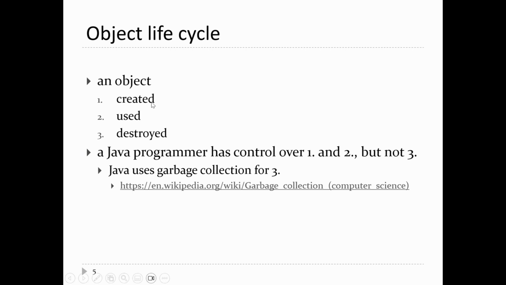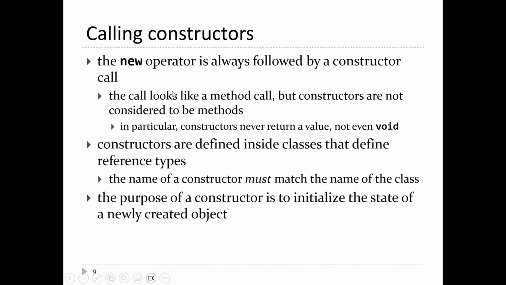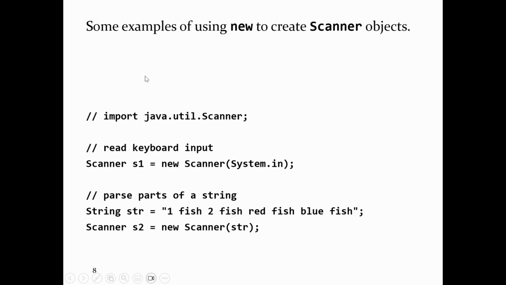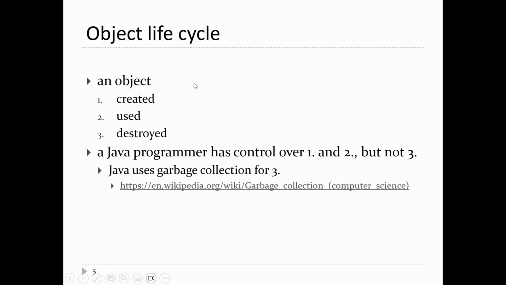And so in Java, the programmer can control when an object is created, right? They have control over the use of the object. So the programmer makes an object, uses the object. But what the programmer doesn't do in Java is explicitly get rid of the object, right? So in Java, you make an object, you use it, and then you don't worry about it.